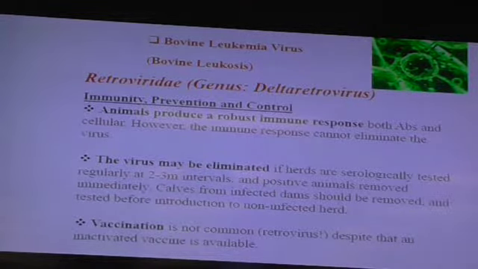As I said, the animals produce a robust immune response, which is good for diagnostic purposes. The virus can only be eliminated by removing animals which are infected. But as we know, being a retrovirus, these animals will be infected for life. Vaccination, like in most retroviral infections, is not really effective because of the many variants that can be produced.